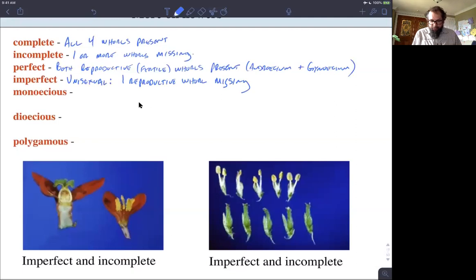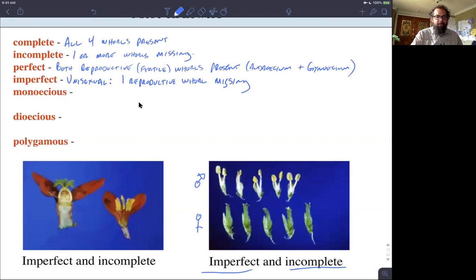And so in the case of these flowers down here, those willow flowers, these are our male flowers. So they only have male reproductive parts, no female reproductive parts. And these are our female flowers. And so these only have female reproductive parts and no male reproductive parts. Because these are missing some of the whorls, like our petals and sepals in this case, as well as one of the reproductive whorls, these are all incomplete. But because they're also unisexual and are either male or female, they're also imperfect. So these are imperfect and incomplete.